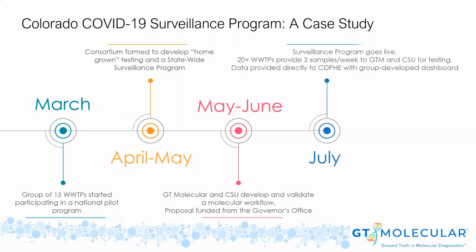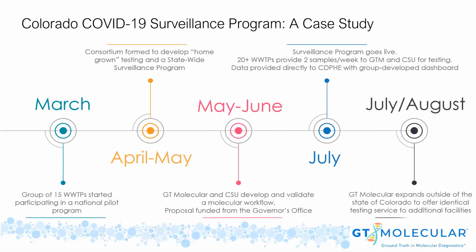In July, the surveillance program went live, with GT Molecular and Colorado State providing their developed workflow and testing protocol to the 20 wastewater treatment plants twice a week. Around the same time as going live for the state, GT Molecular started marketing this service to wastewater treatment plants and municipalities outside of the collaborative and has expanded this testing service to customers around the country.